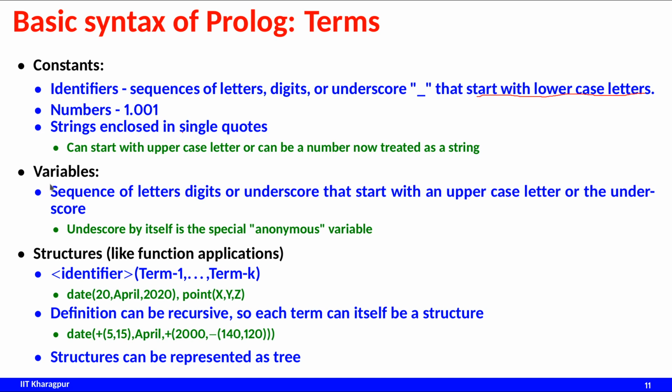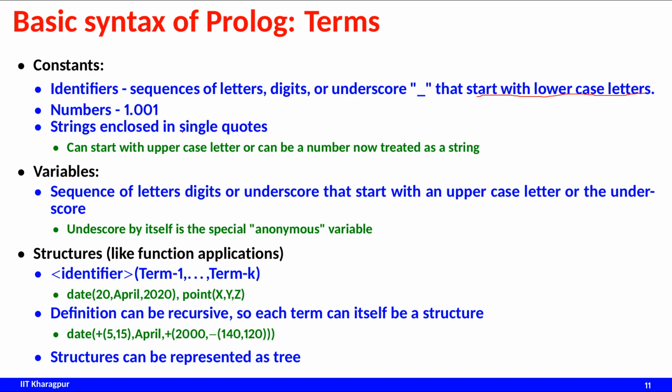For variables, it's also a sequence of letters, digits, or underscores that starts with an uppercase letter. So that is the distinction between a constant and a variable. When we have an underscore only, it by itself is an anonymous variable, which has a special meaning. The other important thing in Prolog is the structure that we would like to define.